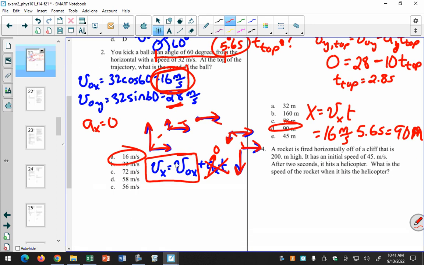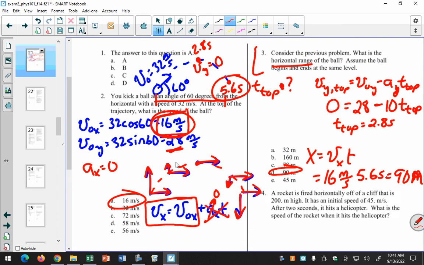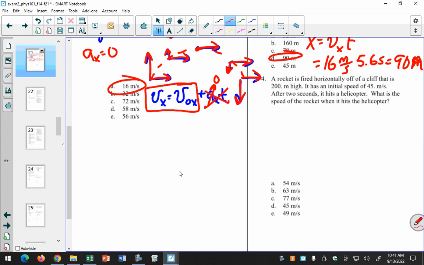Okay? There are different types of projectile motion problems. Another type is this one, number 4, where I have a rocket that's fired horizontally off a cliff. So this is some object that follows a path like this. I encourage you to draw a picture. I find it's really helpful.